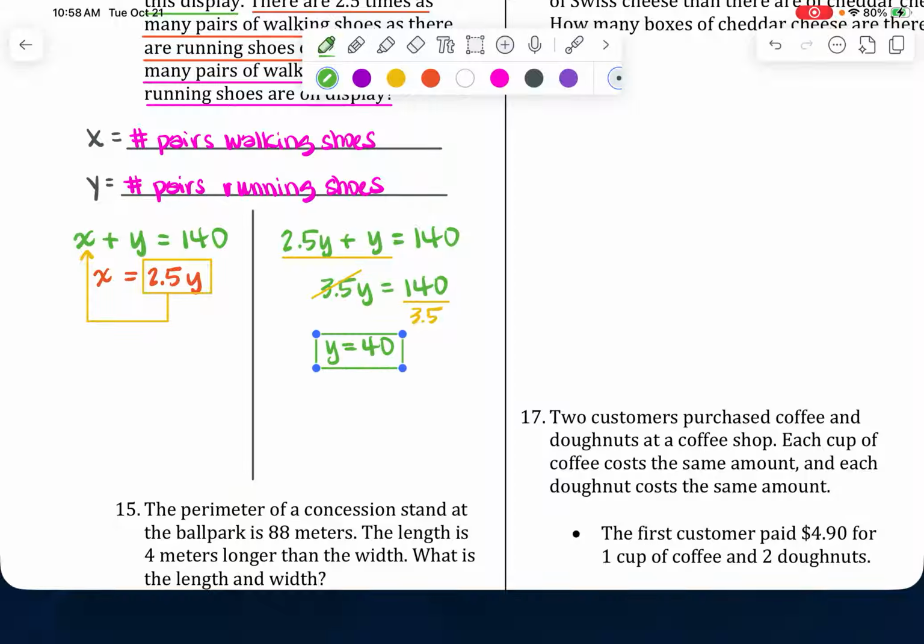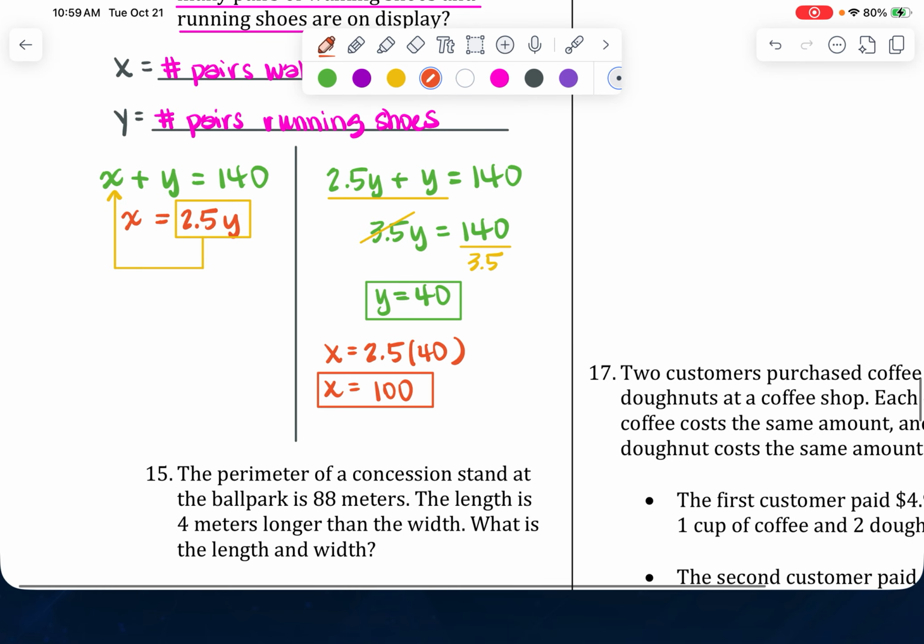All right, so it looks like I just figured out that there's 40 pairs of running shoes because running shoes is the y. Now I need to go find x. Well, I know x is 2.5 times y, right? So if y is 40, I can literally just type it in to that bottom equation. Multiply by 40, and I get 100. And of course, my answer is correct because 100 is 2.5 times bigger than 40. And if I add those up, I do get 140 total pairs of shoes, right? And so my answer is completely reasonable.